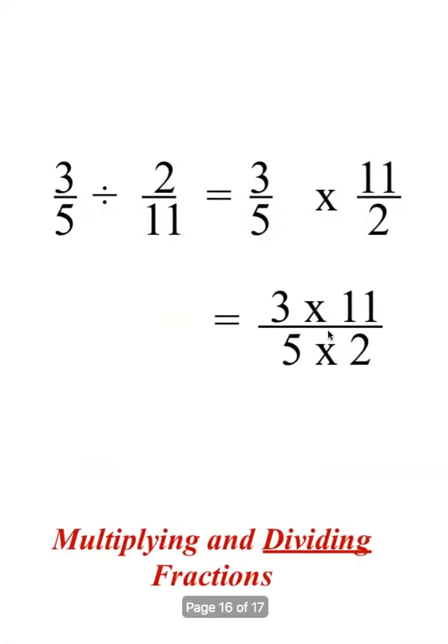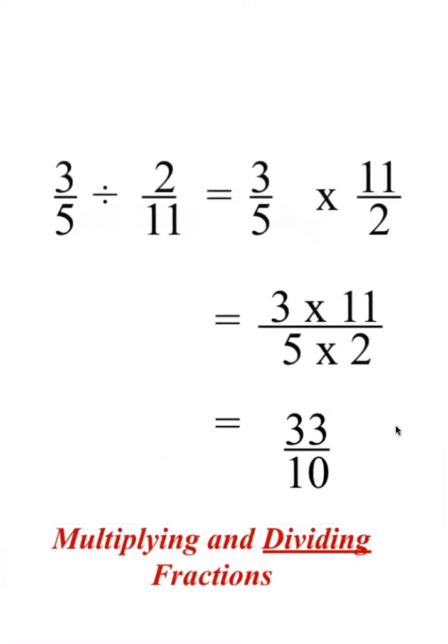And then we just multiply fractions as usual. Times across the top, so 3 times 11. Then we times across the bottom to get 5 times 2. And then we just tidy it up. So 3 times 11 is 33, and 5 times 2 is 10. And then we're all done.